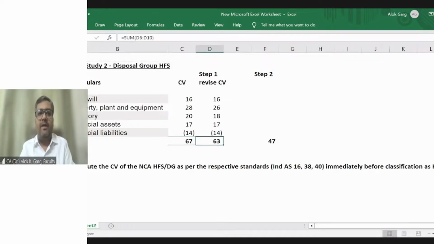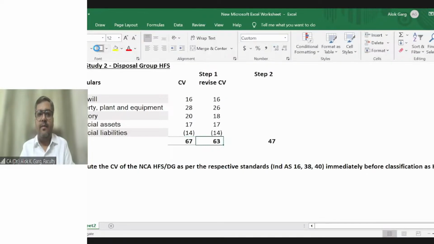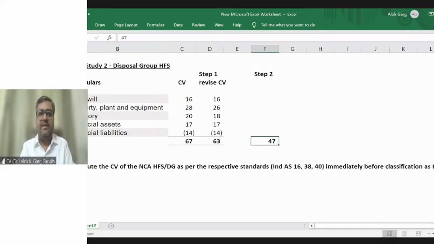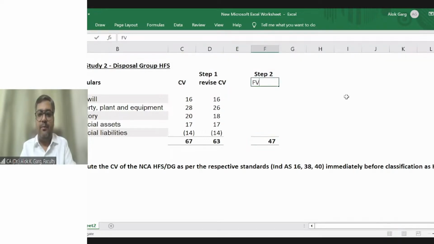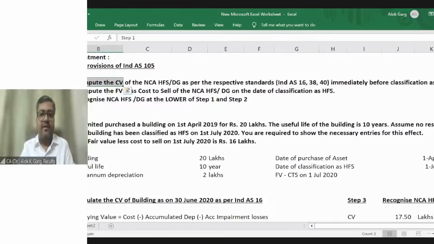What is the impairment loss, if 47 million is the fair value less cost to sell? Step number 2, compute fair value less cost to sell. This is step number 2, right? This is what we have read: compute the fair value less cost to sell of NCHFS or disposal group.